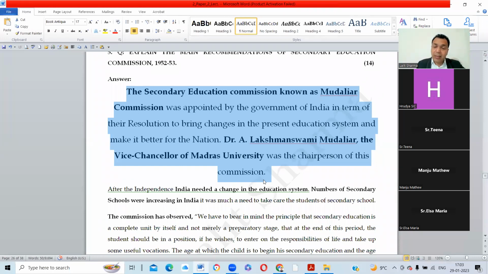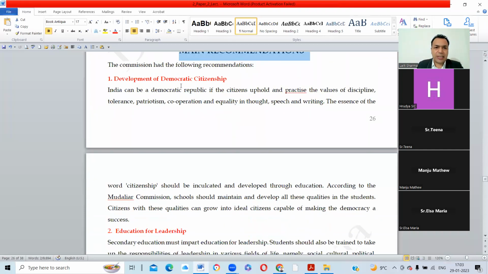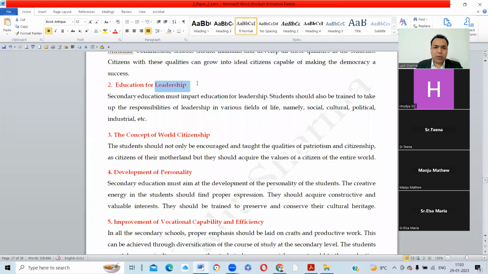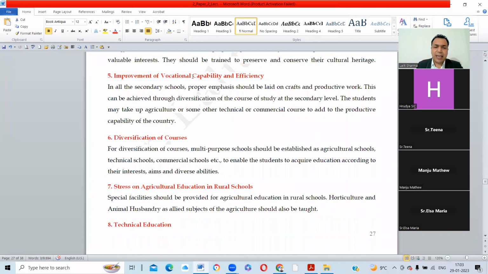Okay, like the Kothari Commission in 1964-66. Right? So here, guys, you have to talk about secondary education, improvement in secondary education. What were the main recommendations? You can see development of democratic citizenship, education for leadership, concept of world citizenship, development of personality, improvement of vocational capability and efficiency.